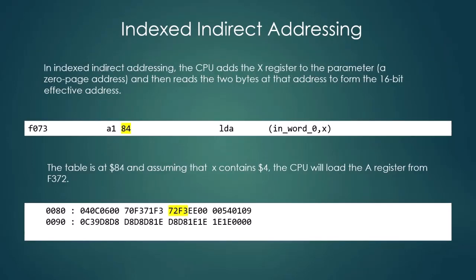To use index indirect addressing, code the instruction followed by a parenthesis, a zero-page value or label, a comma, an index register, and a right parenthesis. The zero-page operand specifies a table of 16-bit values. Here it's 84. If you look at 84, there's a series of 16-bit addresses. The CPU indexes that table with the index register and loads the 16-bit value there, here F372, forming the effective address. Then the CPU would load up the A register with the contents of that address.